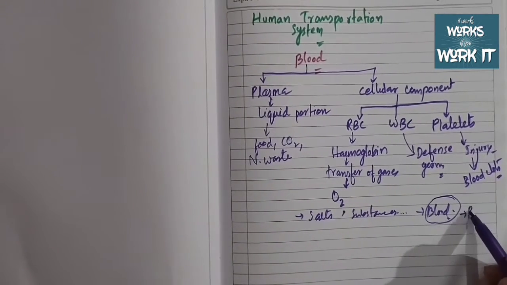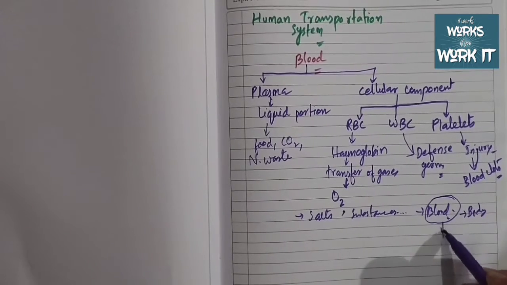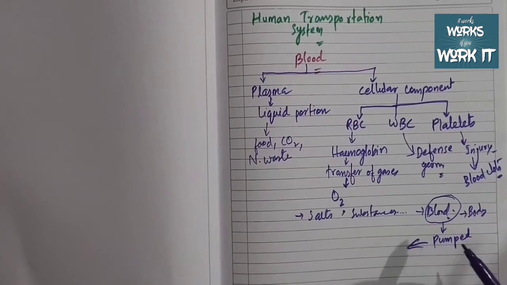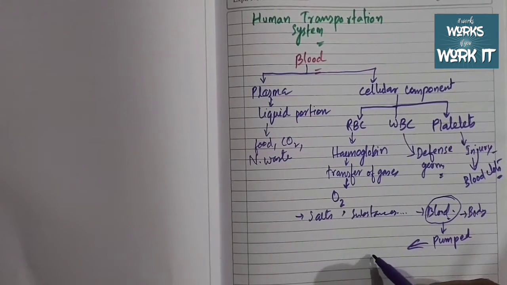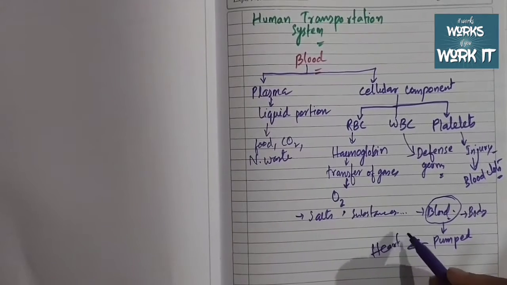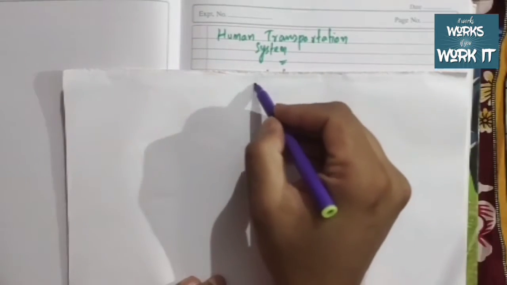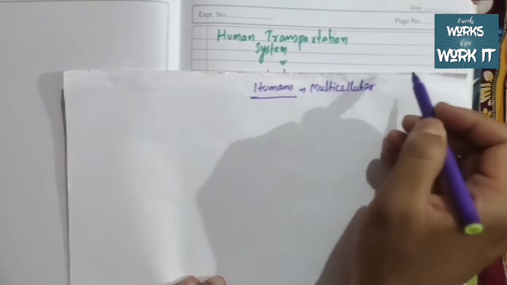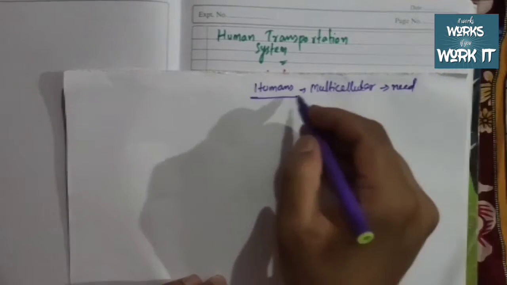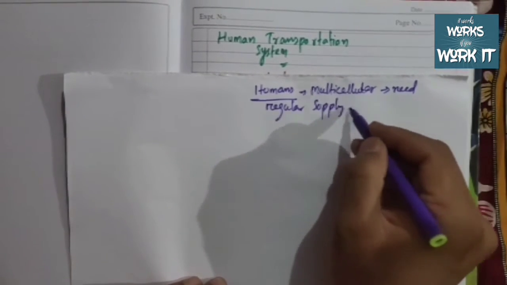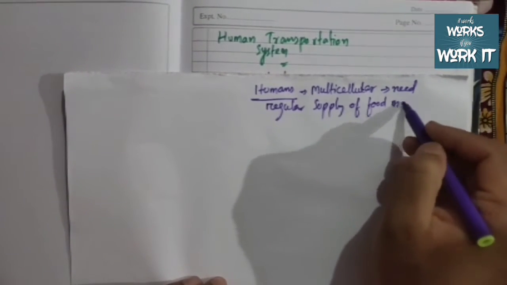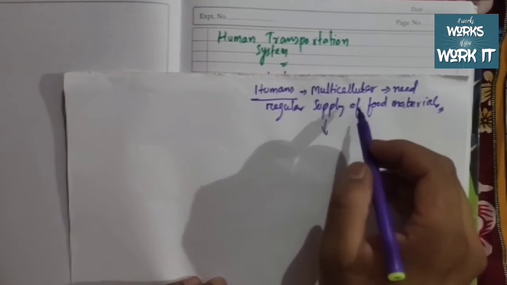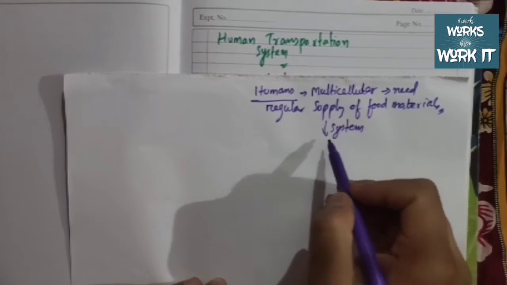Thus, we need a pumping machine or pumping organ to push blood around the whole body. That work is done by the heart. Students, you know already that humans are multicellular organisms and they need a regular supply of food, oxygen, etc. This function is performed by a system, and that system is called the circulatory system.